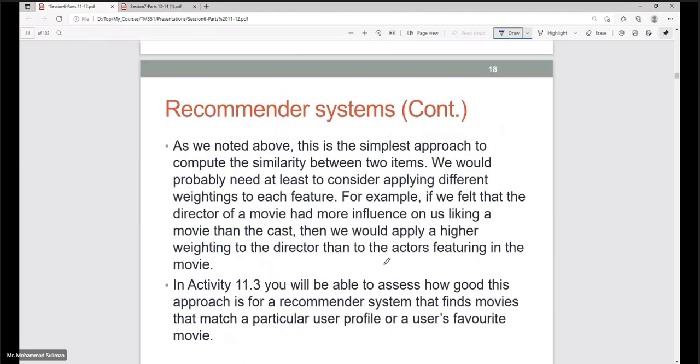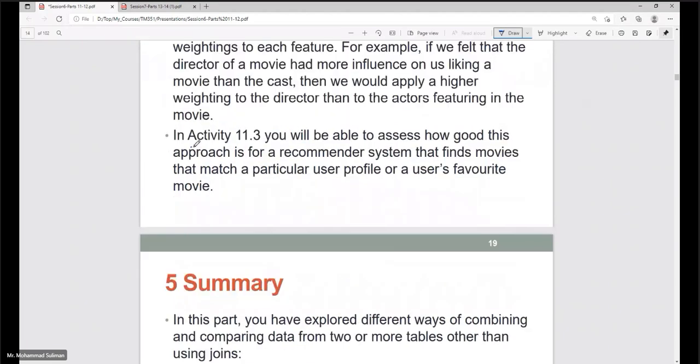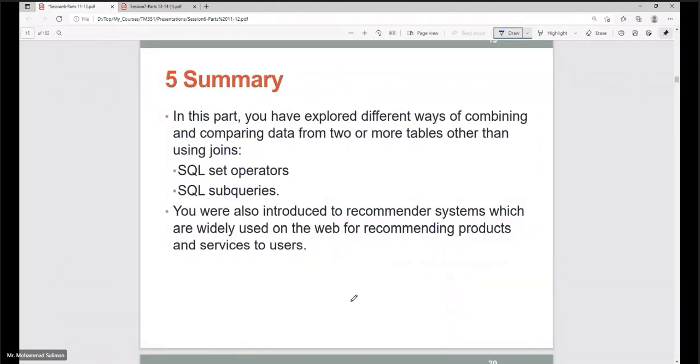There is an activity on this. You can check activity 11.3. As a summary, what we have in this part 11 is about the set operations, that is union, intersection, and difference, that we discussed in our last meeting. And it has set subqueries, which we discussed in our last meeting, and one recommendation system, the content-based recommendation system. That is, the recommendation is applied based on the features and the values of the features.